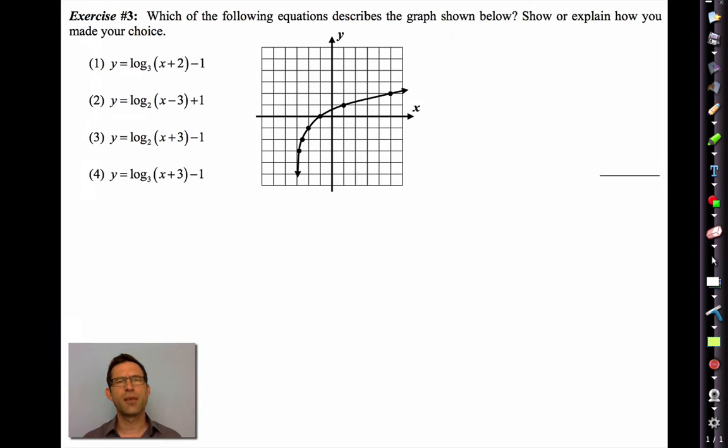Okay, let's see how much we understand this. Exercise 3. Which of the following equations describes the graph shown below? Show or explain how you made your choice. All right, what I'd like you to do is pause the video right now and use this question to test how much you know. Now, it doesn't mean you have to get the final right answer, but if you can at least eliminate some answers and get them down to only a couple choices, that would be great. So think about it for a bit.